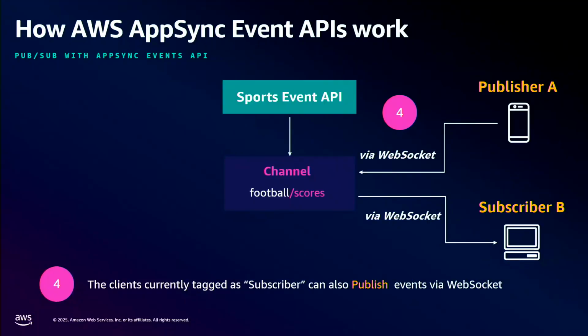But it doesn't stop there. Remember what I mentioned: your subscribers can also be a publisher. So our subscriber A can also be a publisher, because they can now publish events via that WebSocket endpoint. And any subscriber, in this case subscriber B, connected to the channel will be able to receive those events.